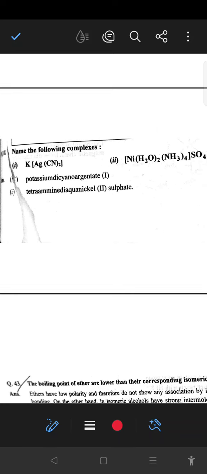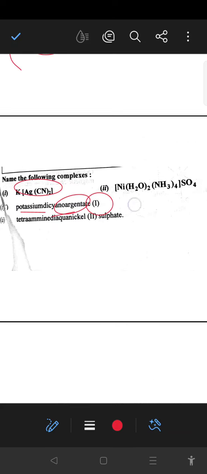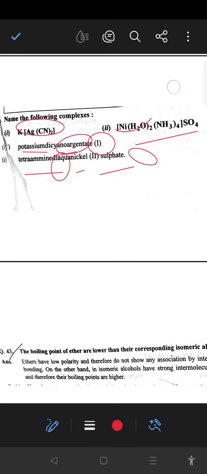Okay. Next is the IUPAC naming. So first is potassium dicyanoargentate, with oxidation state 1. Second, tetraamminediaquanickel(II) sulfate is the IUPAC name of the second molecule.